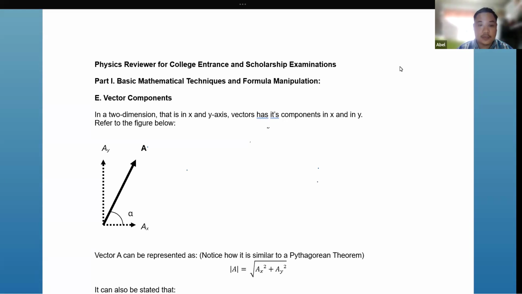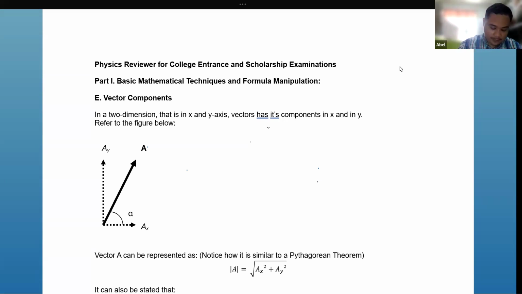So let's discuss now the vector components. Last time I discussed what a vector is, and a vector has a magnitude and direction. Examples of vectors would be acceleration, force, and velocity. Now we're going to limit our discussion to the two-dimensional x and y axes, although we have three-dimensional vectors, but this time we're only going to use the x and y components. So refer to the figure below.